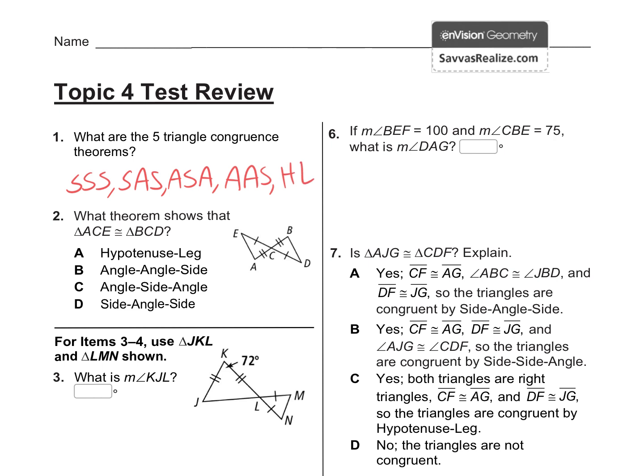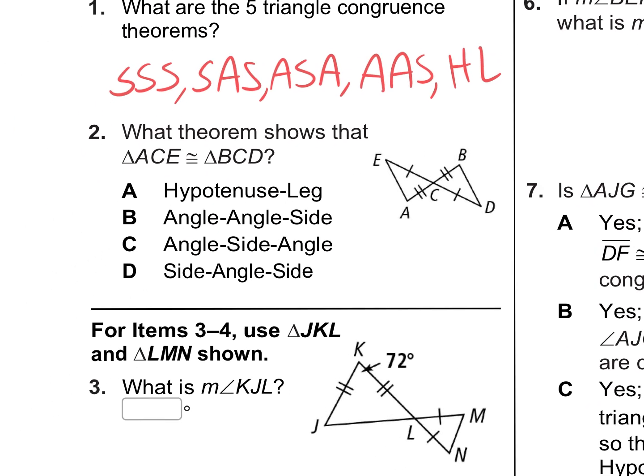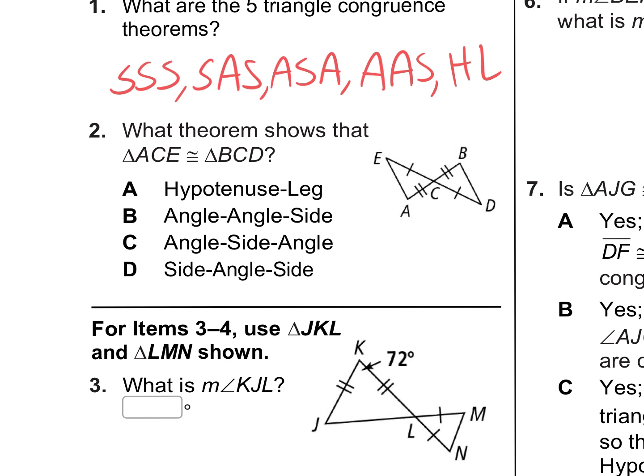Number 2, what theorem shows that those two triangles are the same? First of all, what can we assume in that picture? When they're connected, the two angles are the same. Yep, what they're connected by, we can assume those two are the same. So, now you pick one. Which one does it satisfy? Side, angle, side. Okay. If you didn't know, go through them.